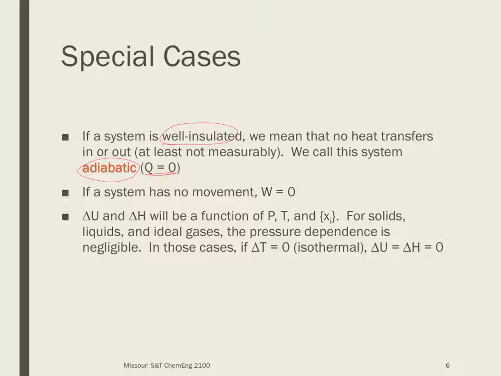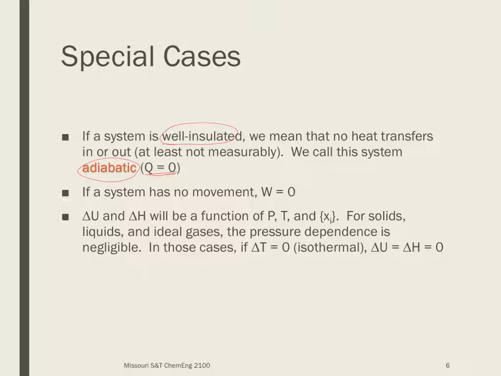Another special case is when a system has no movement, okay? In that case, we say that the work is 0. Work needs to be thought of as something that could lift a weight, and so I need to be able to move things. So if there's nothing moving, there will be no work.